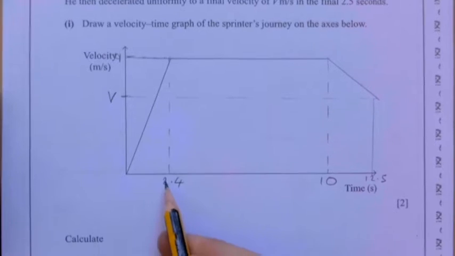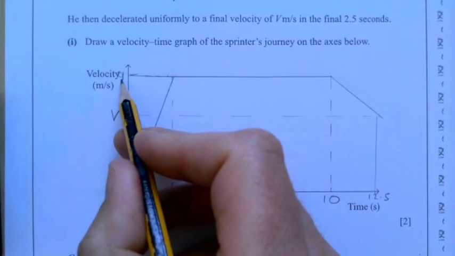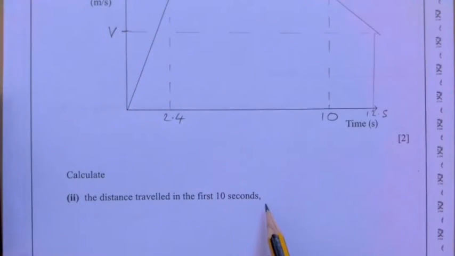The first part, sorry, that was the first part, is to draw your velocity time graph. Again, I have all the information in there. I have my 2.4, 10, 12.5, and then my 9, which is hard to see here, and the v there.